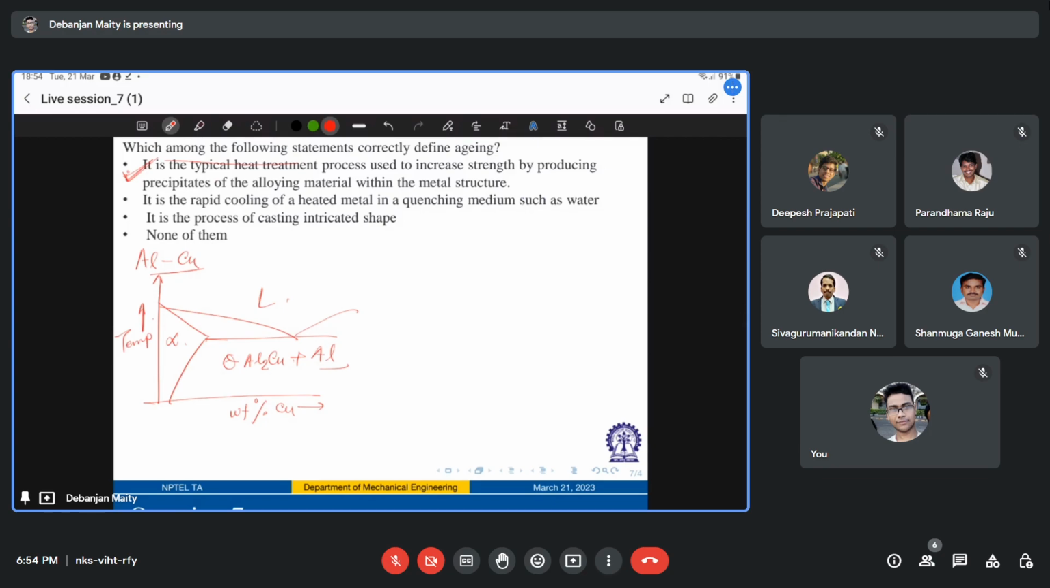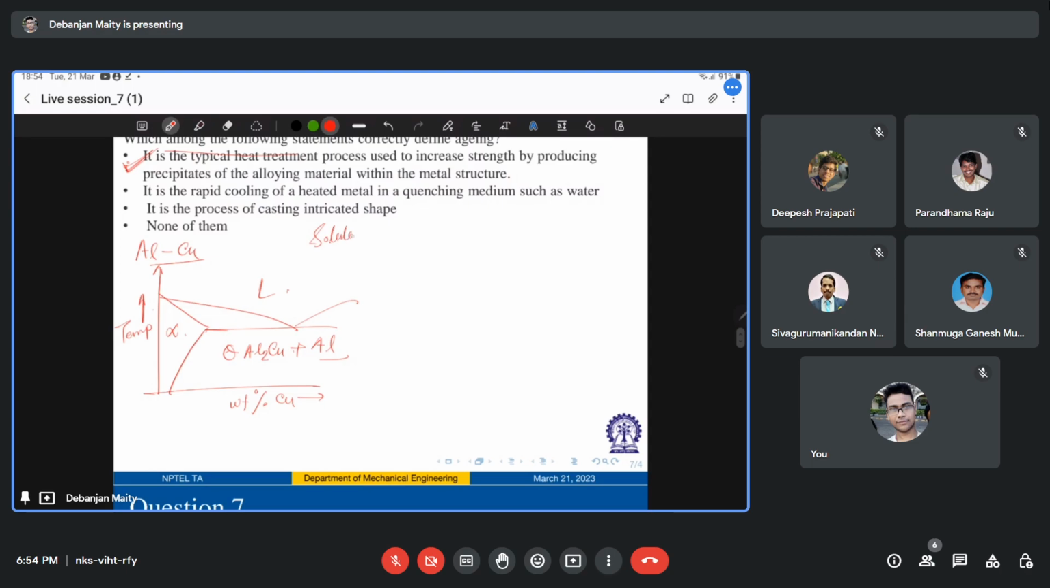Okay. Now here the solubility of copper in this alpha phase increases with increase in temperature. This is a necessary criterion for precipitation hardening. So what I was saying is that the solubility of copper in alpha phase increases with temperature increase, right?